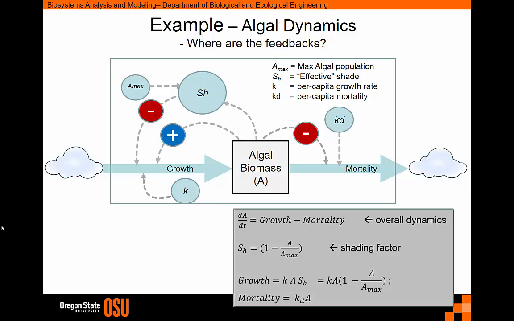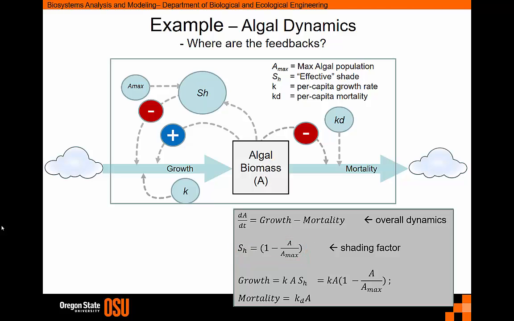Next, let's look at the mathematics of this system. We have a single state variable A representing algal biomass with terms in the rate equation for A for growth and mortality processes. Our shading factor is influenced by A and a model parameter A max as shown in the systems diagram. The A max parameter is the maximum density of algae before shading completely shuts down growth and is a constant in this model.